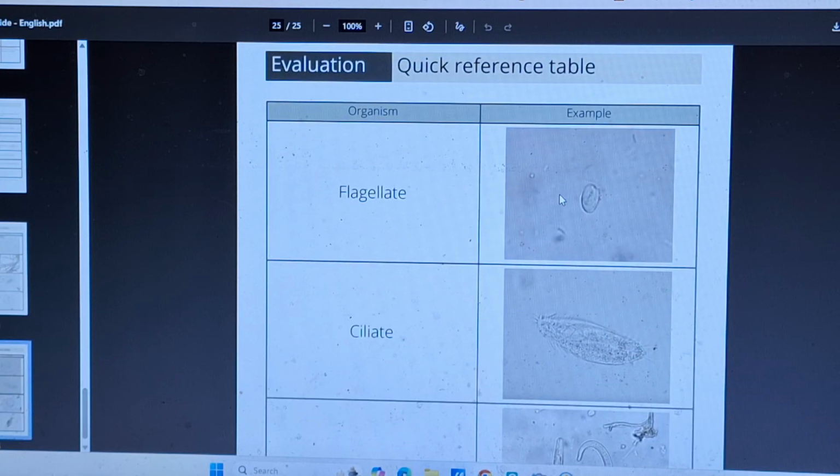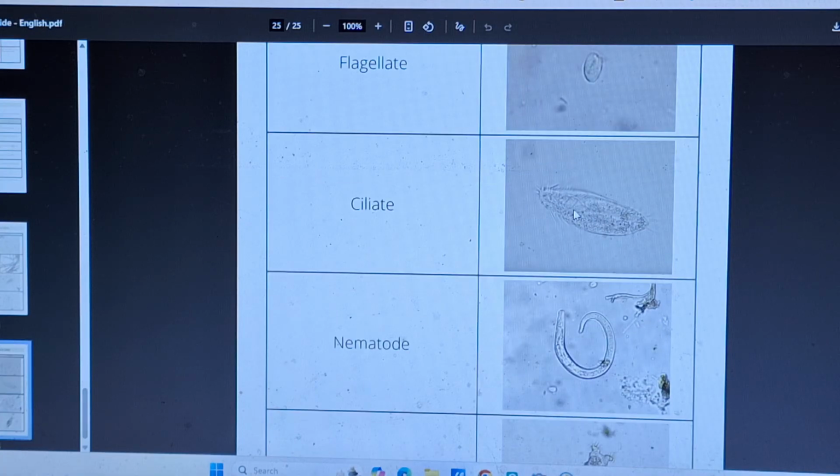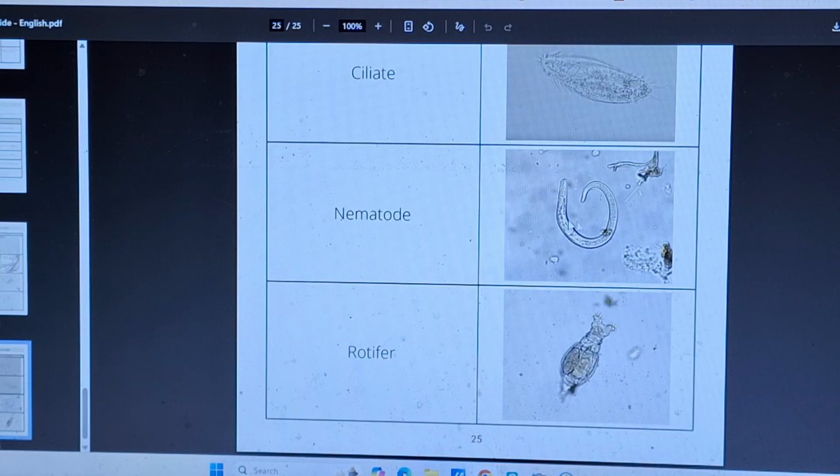Probably see some flagellates in here. We may see ciliates. We don't want to see too many. They're a sign of things going anaerobic on the edge. Hopefully we'll see nematodes and possibly rotifers. We'll see. These are the upper end of the food chain.